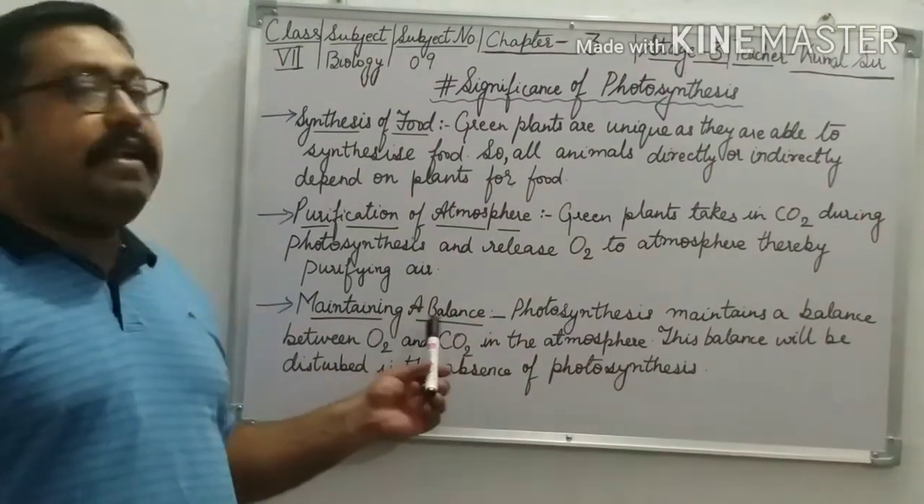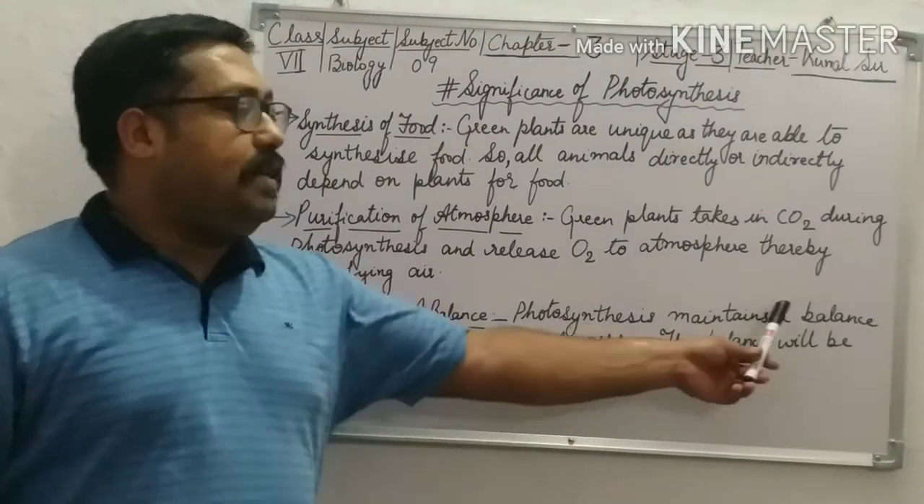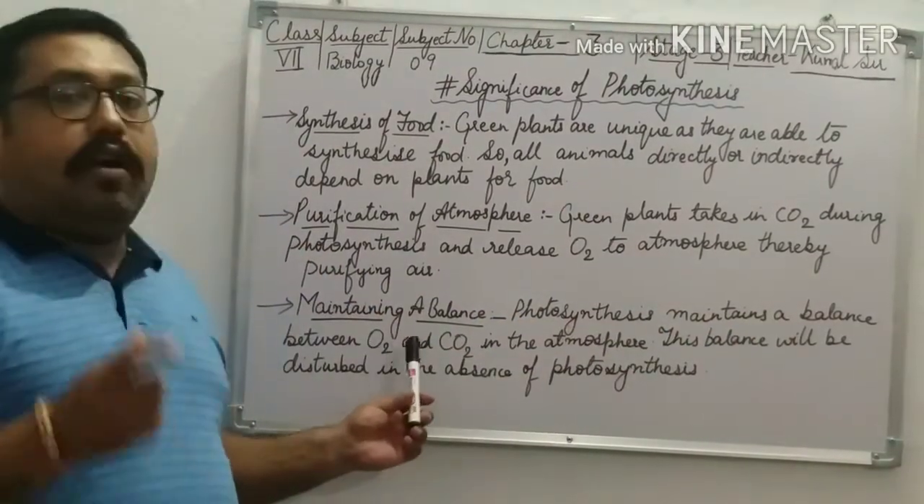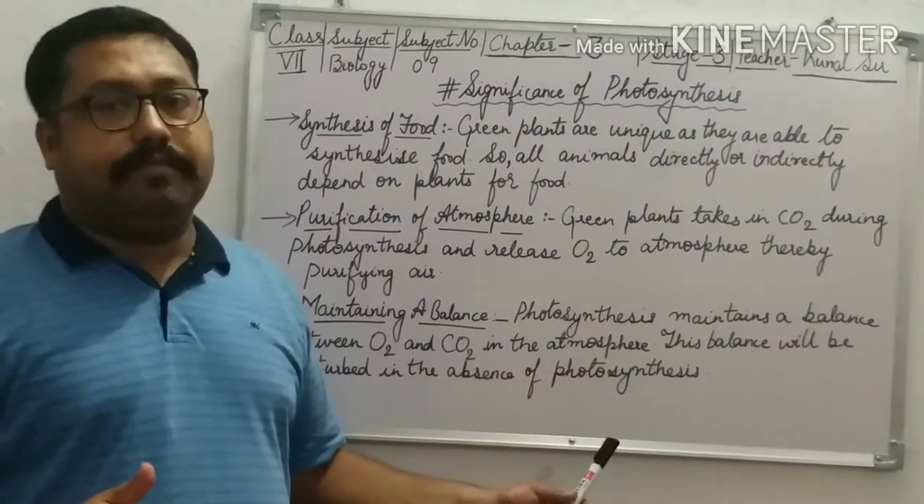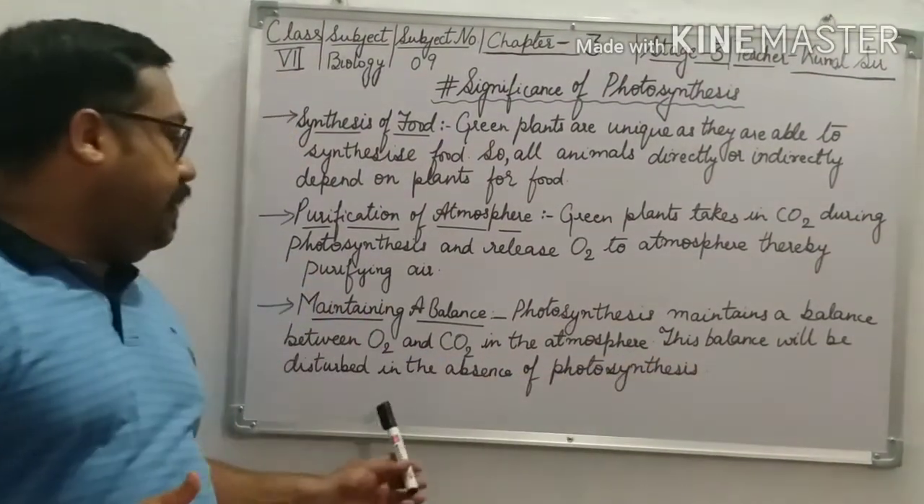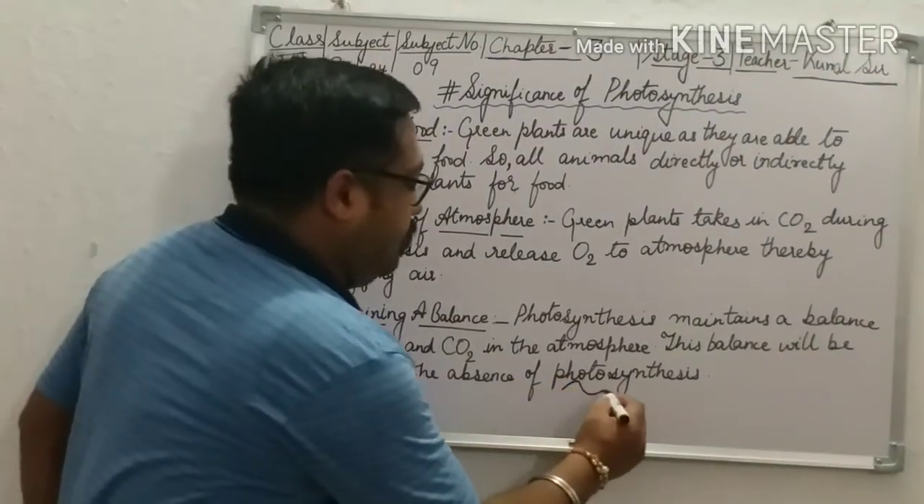Next is maintaining a balance. How do they maintain a balance? Photosynthesis maintains a balance between oxygen and carbon dioxide in the atmosphere, and this balance will be disturbed in the absence of photosynthesis.